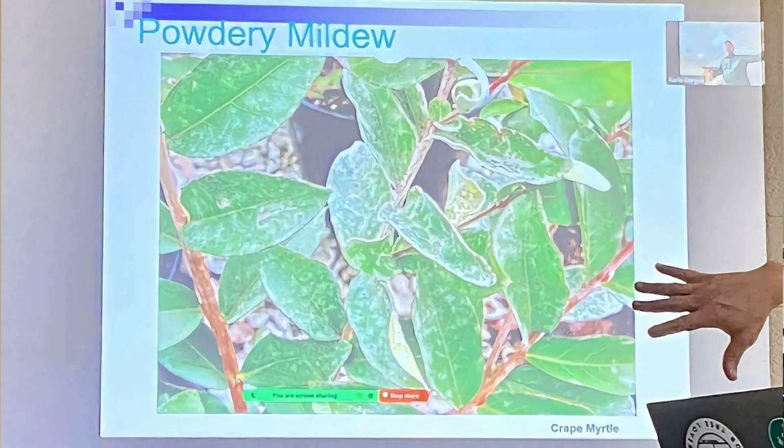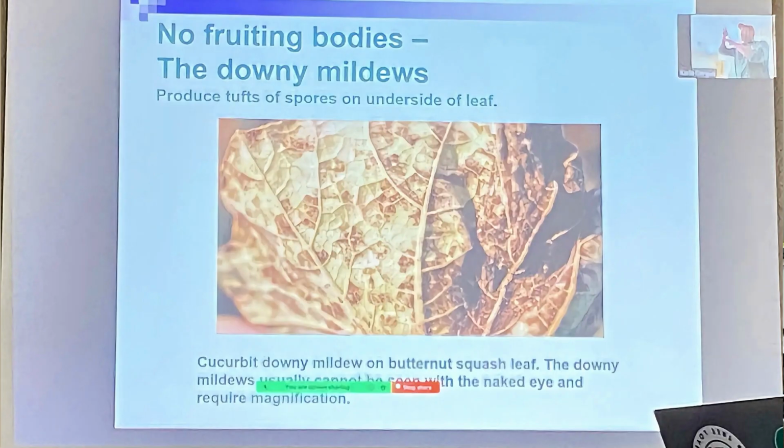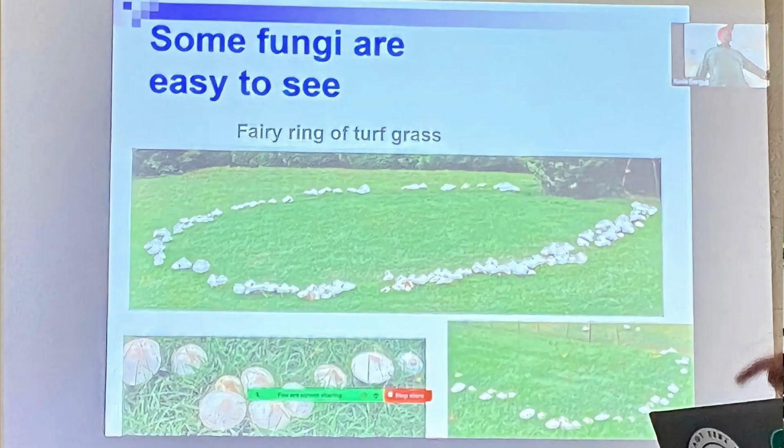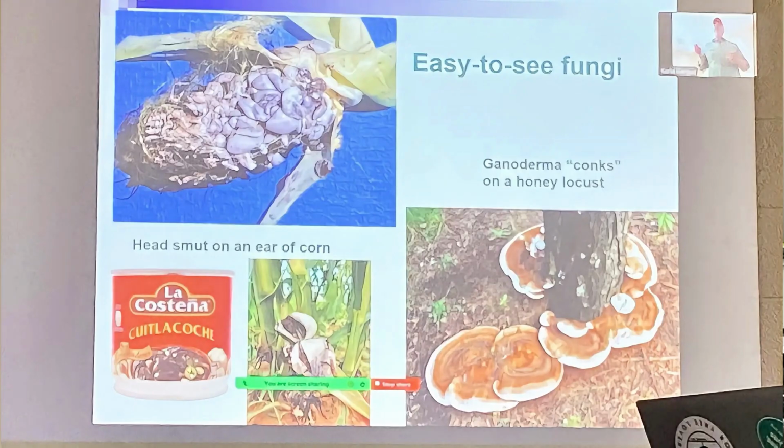And then we've probably all seen this, powdery mildew. No fruiting bodies. The downy mildews produce tufts of spores on the underside of the leaf. Downy mildew on butternut squash leaf. The downy mildew spores are not visible to the naked eye and require magnification. And then some fungi are easy to see. This is a fairy ring in turfgrass. See, there's a ring of the fungi. And then more easy to see fungi: head smut on an ear of corn, and there's conks on a honey locust.